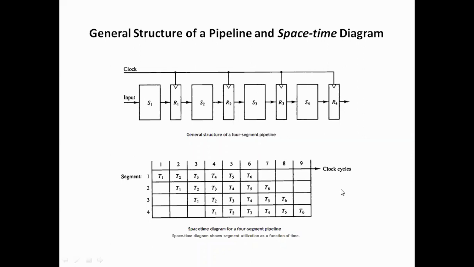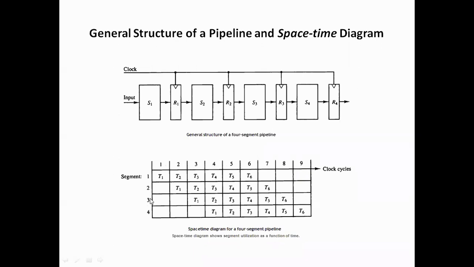In pipelining, there is something called a space-time diagram. What is that? It is a diagram in which on the x-axis we put the clock cycles, and on the y-axis we put the segments. So this is a space-time diagram. So space and time we are plotting in this table. So these are the clock pulses that will go in the processor. So this is one, meaning the first clock pulse, second, third, fourth, and so on.